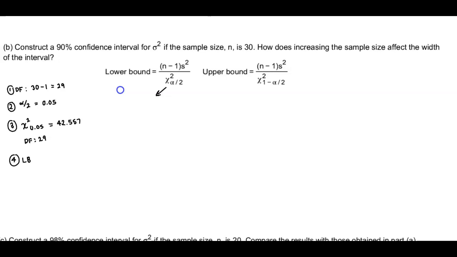we know the following. We know that n, which is the sample size, is equal to 30. We know that our variance is equal to 10. And we know that the critical value that we just found is 42.557. And now we're going to plug it into our formula. So we have 30 minus 1 times 10 divided by the critical value of 42.557. So the lower bound is going to be approximately 6.81.